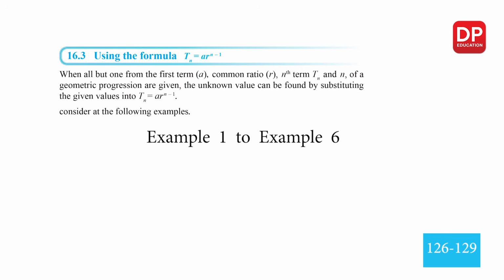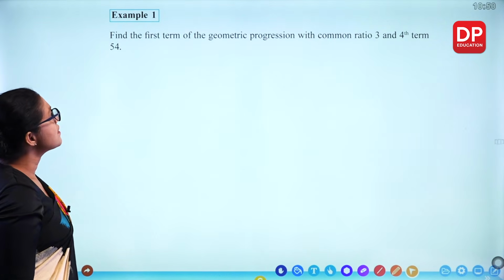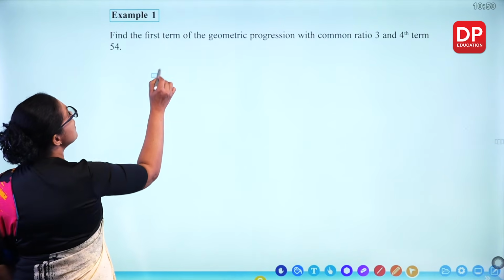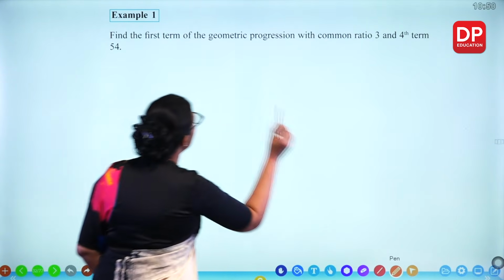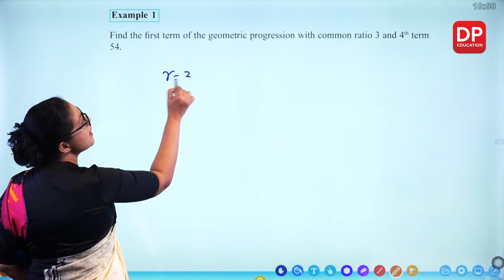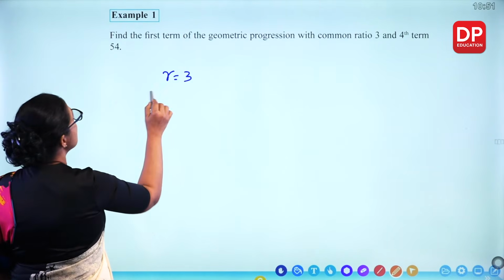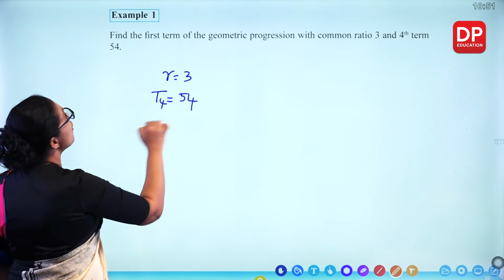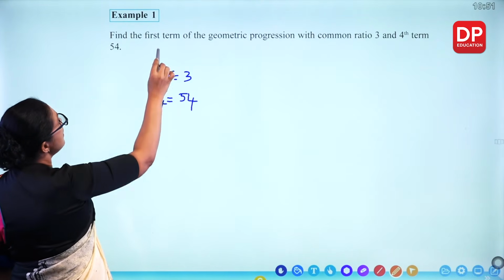Now we'll look at example 1. Find the first term of the geometric progression with common ratio 3. The common ratio is given as 3 and the fourth term T4 is given as 54. You're asked to find a now.